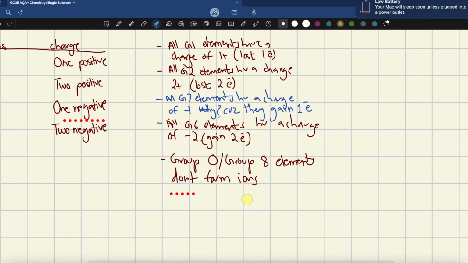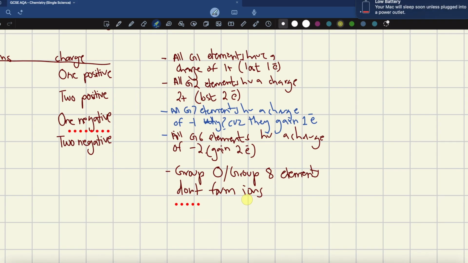This is some basic stuff about the charges of elements in certain groups, but if you don't really understand this, you should go watch the video on the periodic table and the groups and the elements, and it would make much more sense.